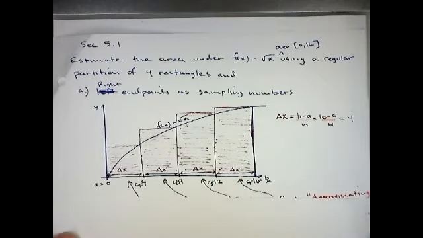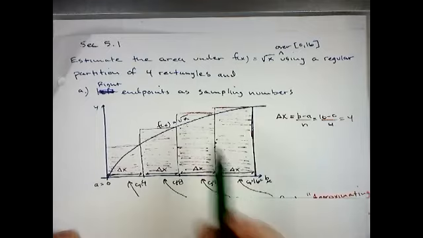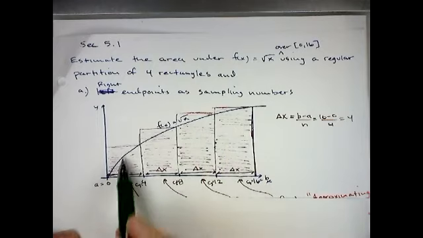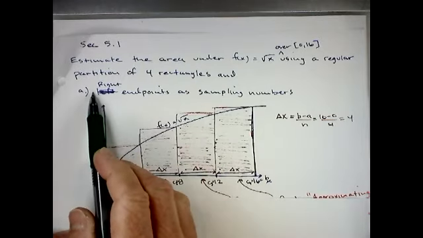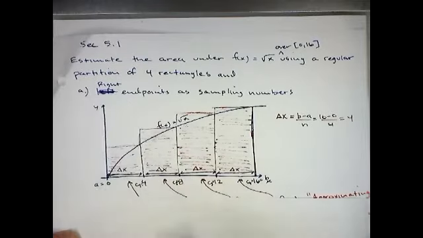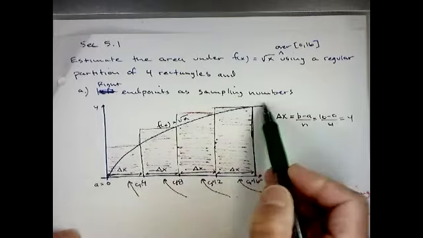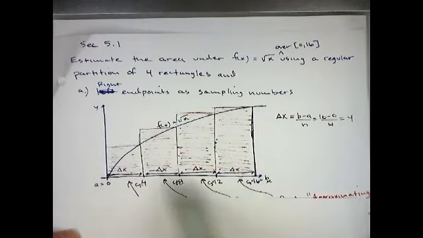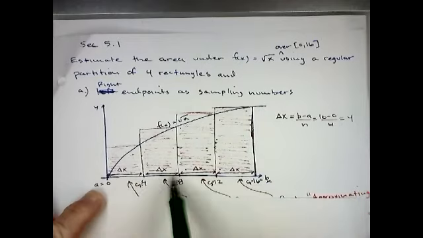I might as well show a little bit more here. From 0 to 16, we're going to partition this into 4 equal parts, and we're going to put some rectangles underneath the curve, or possibly over the curve. Because in my first scenario, we're going to use 4 rectangles and we're going to use right endpoints as sampling numbers. I'll explain what that means in a second. So first, I would draw this curve. I would divide from 0 to 16 into 4 equal parts.